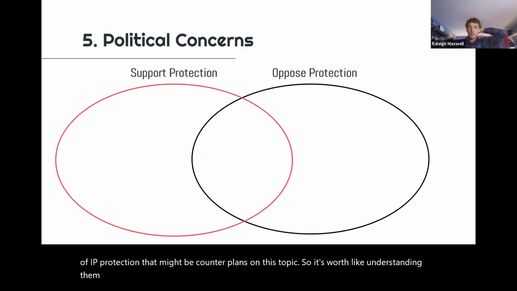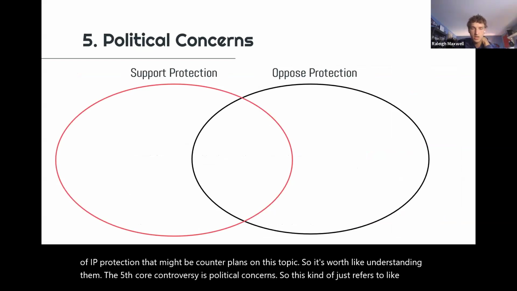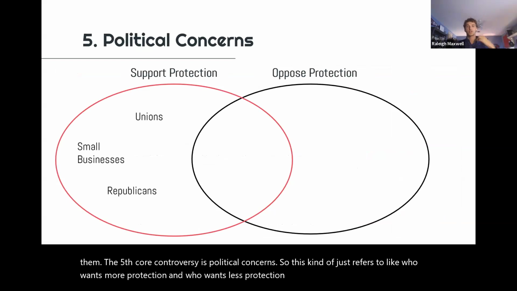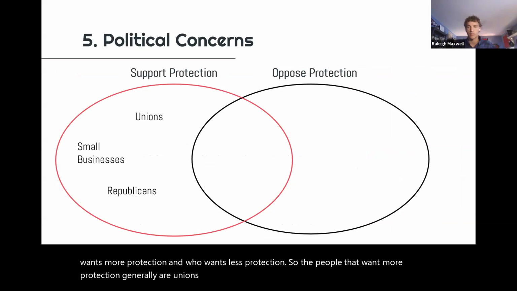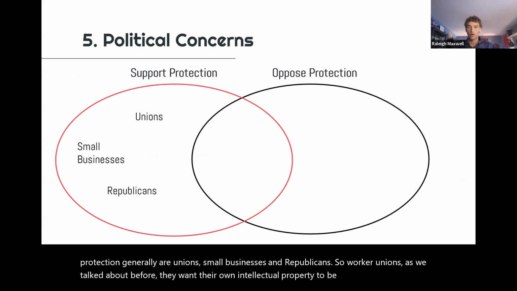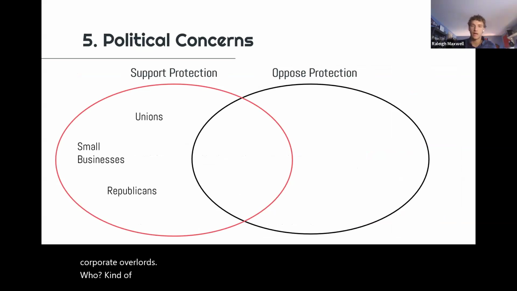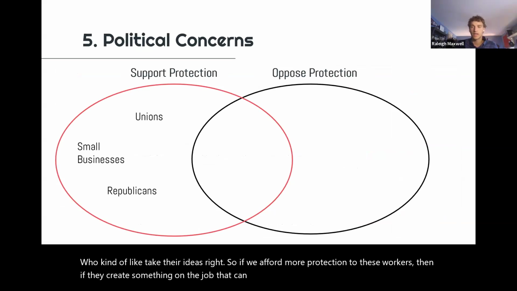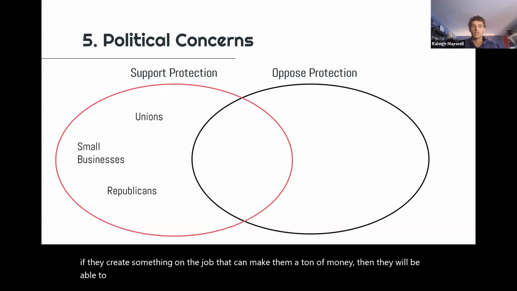The fifth core controversy is political concerns. This just refers to who wants more protection and who wants less protection. The people that want more protection generally are unions, small businesses, and Republicans. So worker unions, as we talked about before, want their own intellectual property to be protected from their corporate overlords who take their ideas, right? So if we afford more protection to these workers, then if they create something on the job that can make them a ton of money, they will be able to protect their own invention. Small businesses also want more protection because they don't want big businesses to take their ideas.